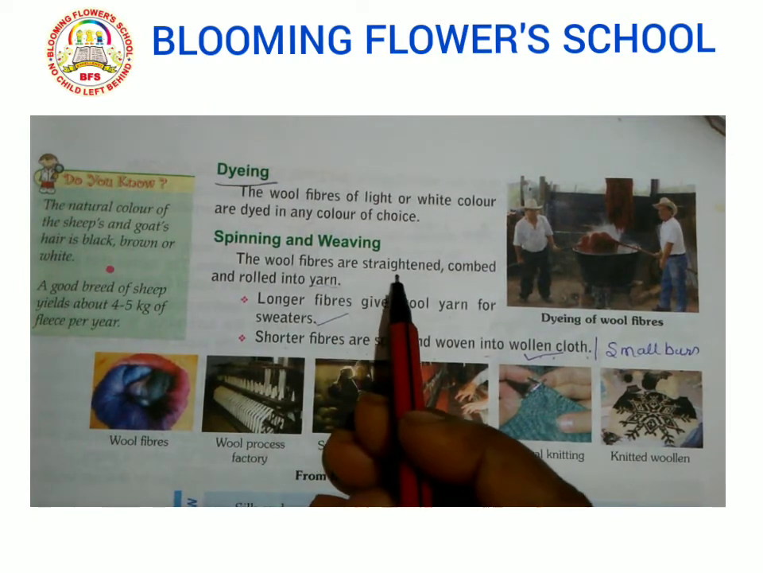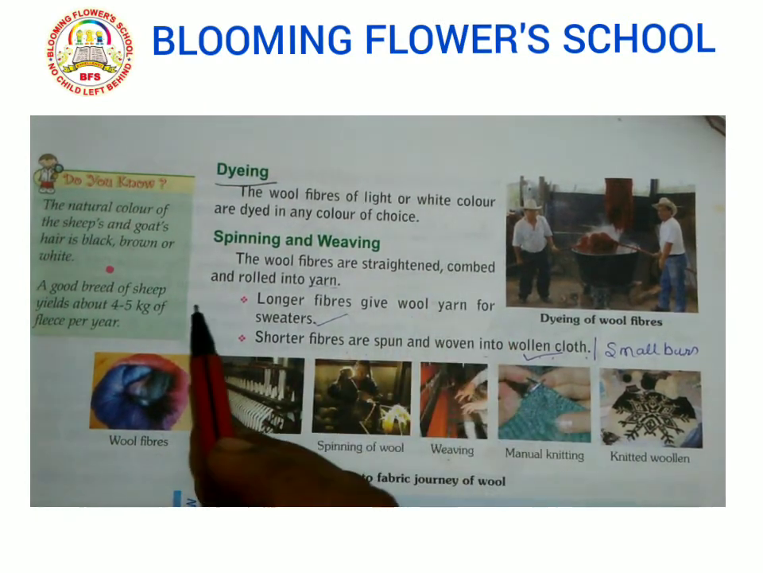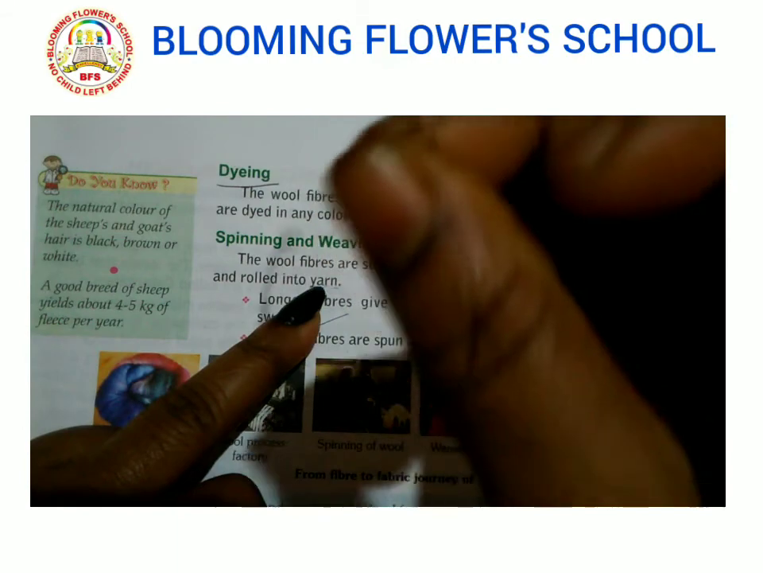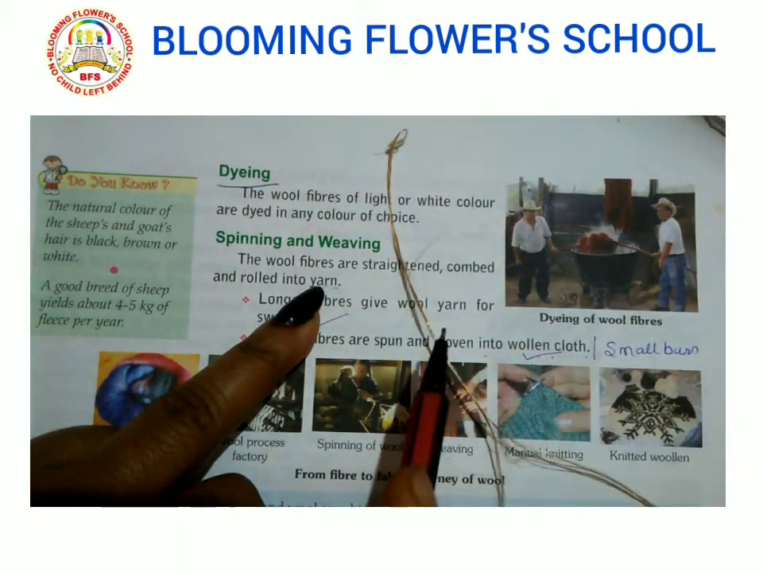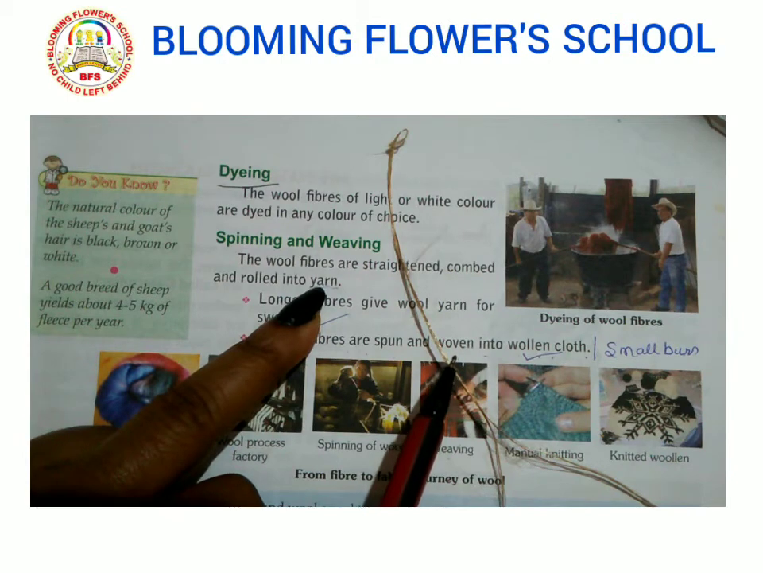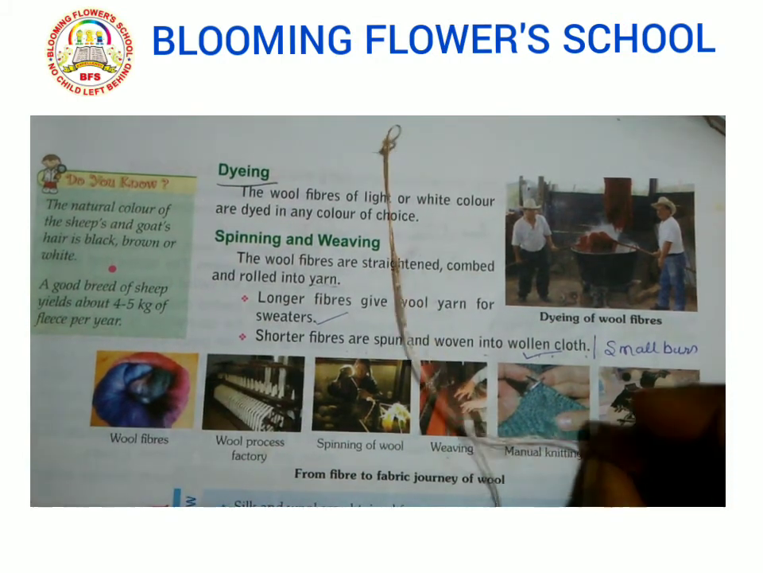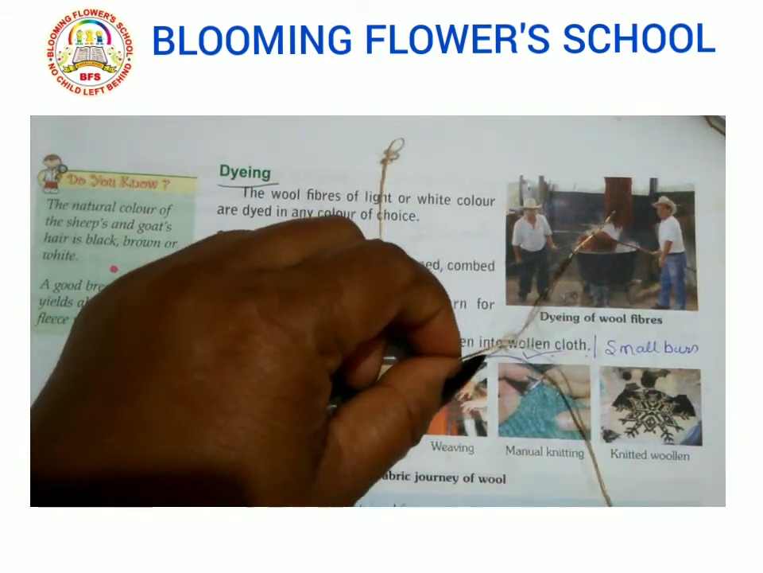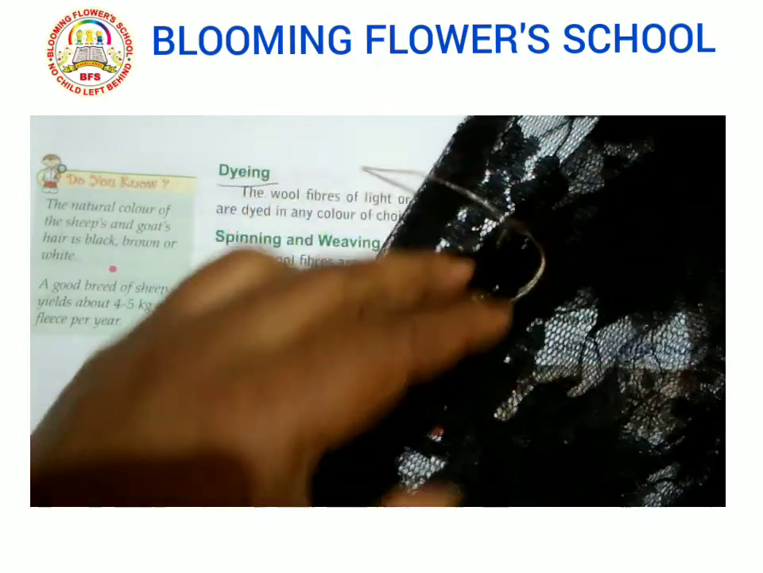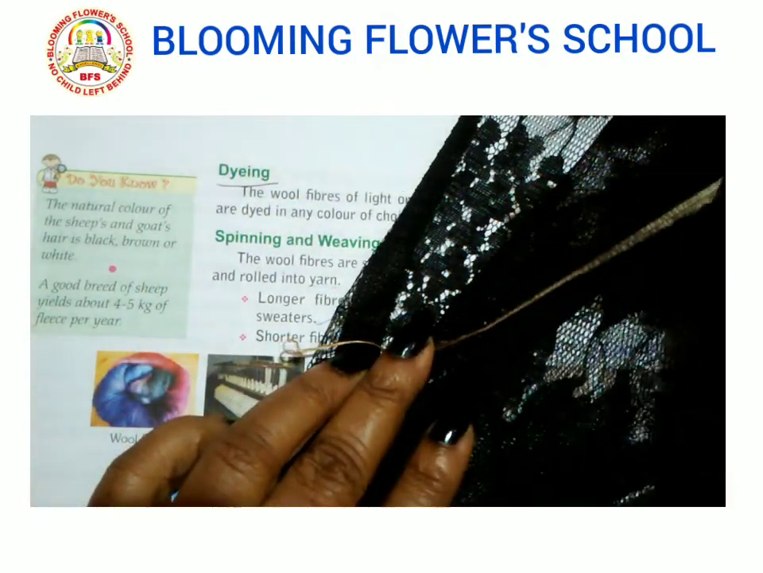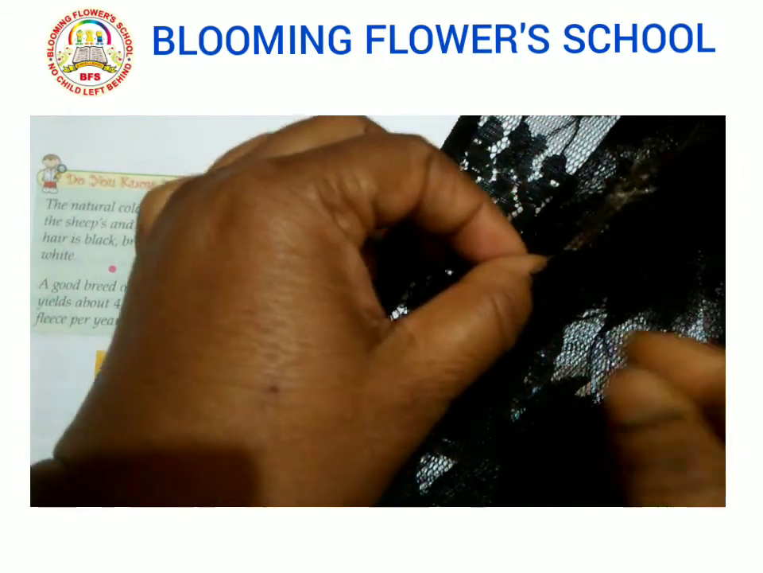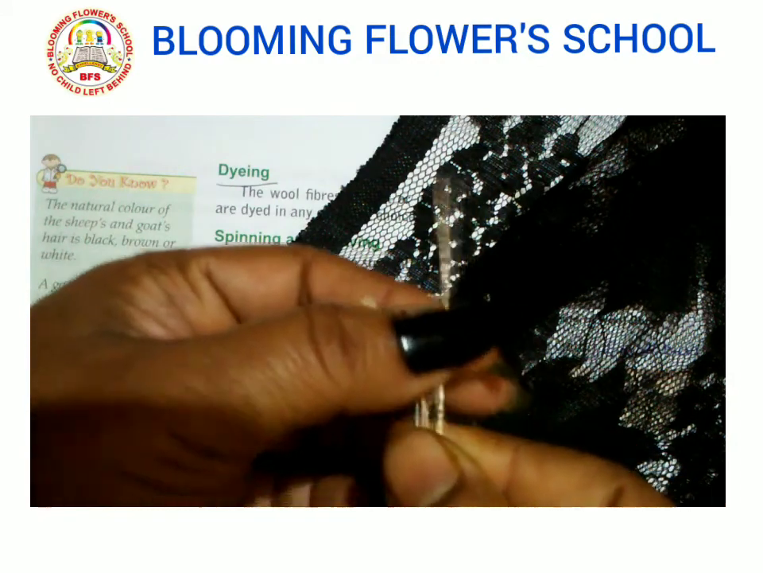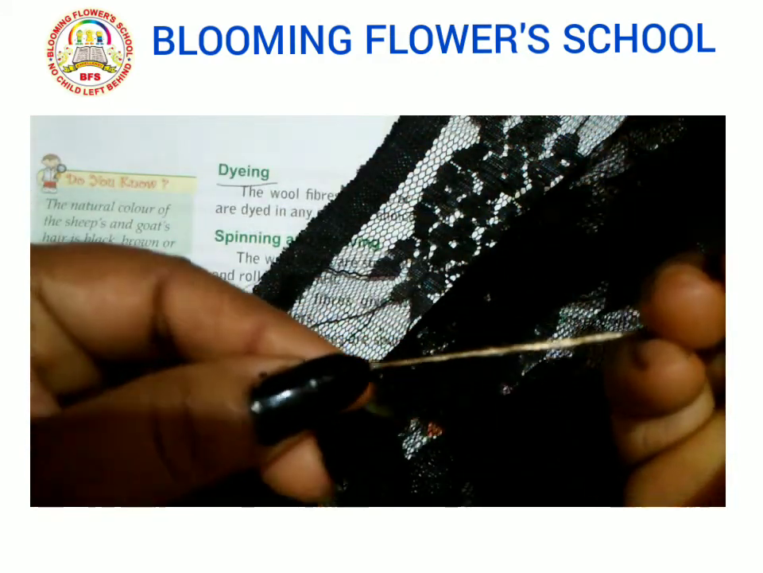The wool fibers are now straightened, combed, and rolled into yarns. That particular thread you are getting, this is silk. Leave this one. If you think that this is a wool, see here, I'll show it on a black color cloth. See here what you see further. So this is like a thread.